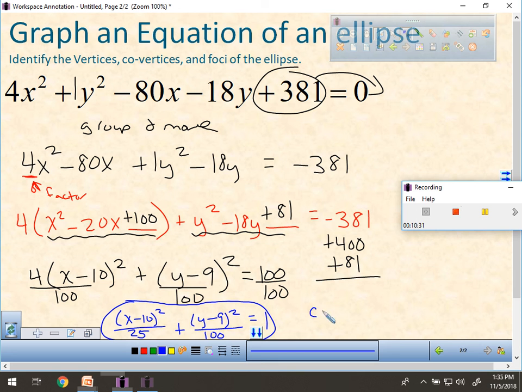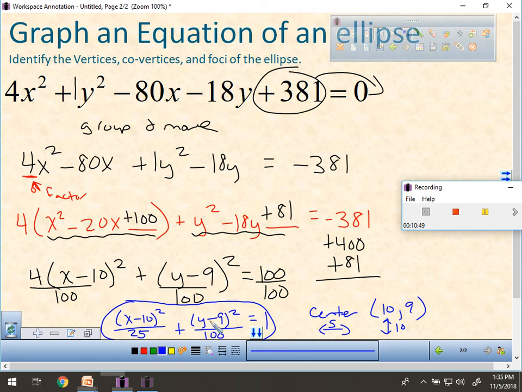Now, if I wanted to be more precise, my center would be at positive 10, positive 9. I would go left and right 5, and I would go up and down 10. Because remember, it's always the square root. So the square root of 25 is 5. The square root of 100 is 10. And so that would be what I would do for that problem.